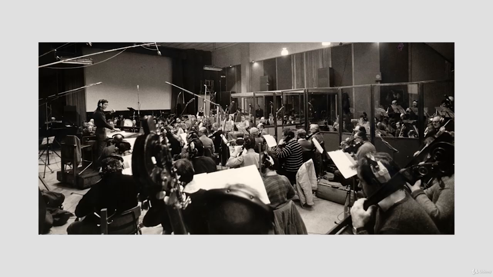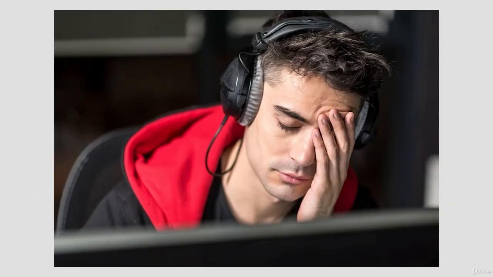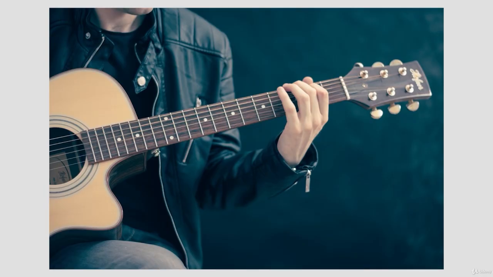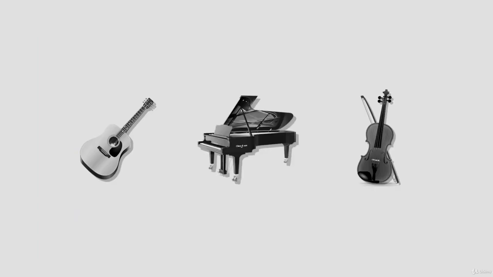If you have a good arrangement, your life will be much easier when mixing. If you have a poorly constructed arrangement, you will need some serious problem-solving skills. Let me show you what I mean. Let's imagine that I wrote a song, and for my arrangement, I decided to use a guitar, piano, and strings.